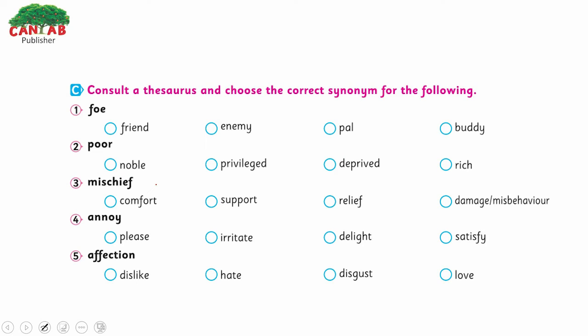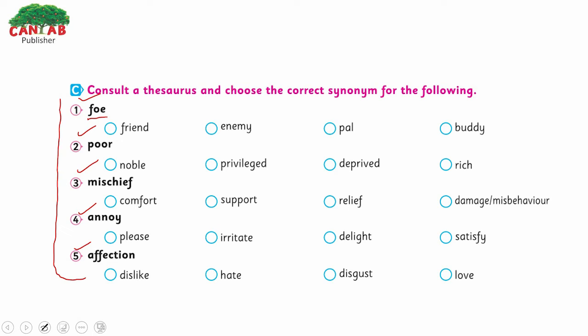Consult a thesaurus and choose the correct synonym for the following. Dear students, what you need to do? We have 5 words here. Open your dictionary, understand these 5 words first, find their meaning, and we have given 4 options here. For each word, you need to choose one word that is similar in meaning to the given word.